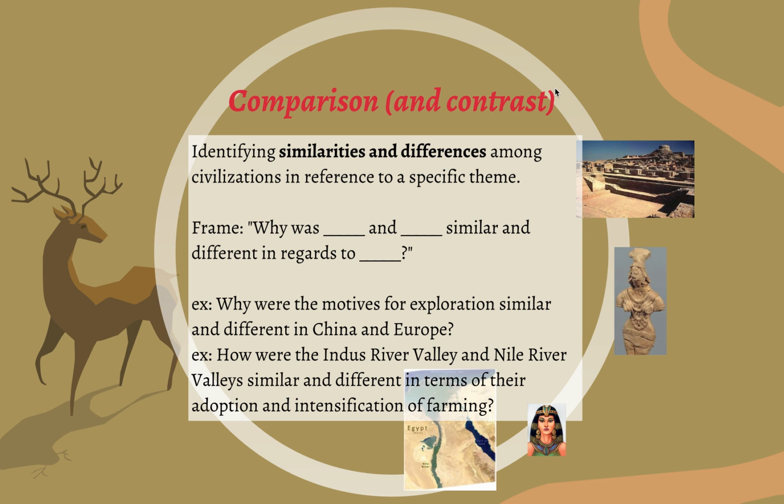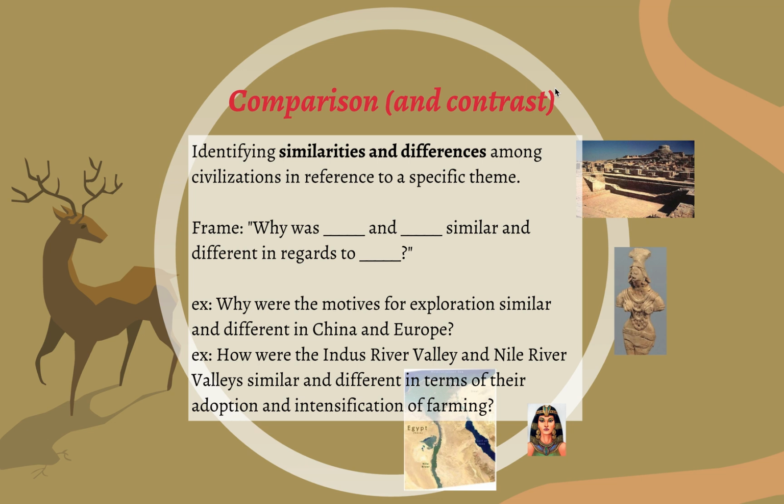Second type of question is comparison and contrast. Again, remember, we talked about this week. Anytime you see the word comparison in a social studies class, it always means similarities and differences. Not just similarities, not just differences, but similarities and differences. So again, your frame: why was blank and blank similar and different in regards to blank? You can't just say, why was Christianity and Islam similar and different? No. You have to say in regards to something.